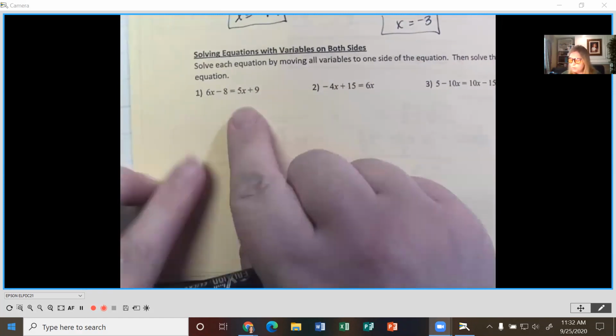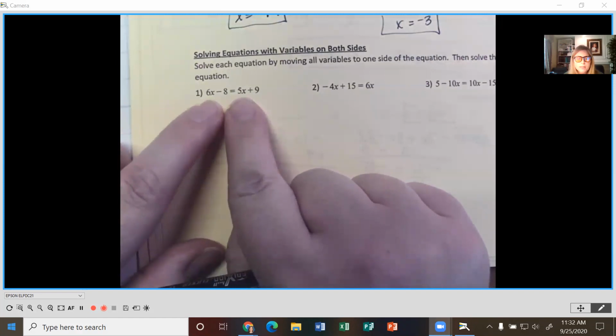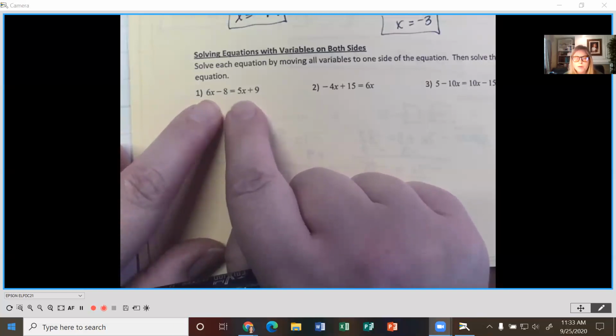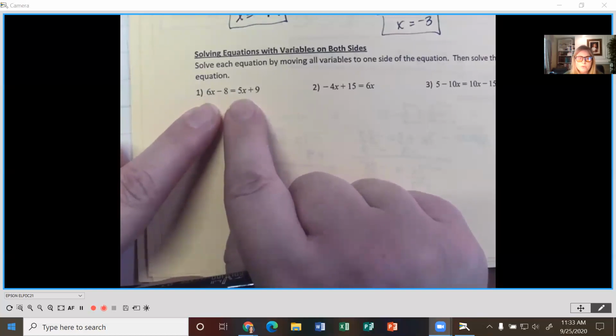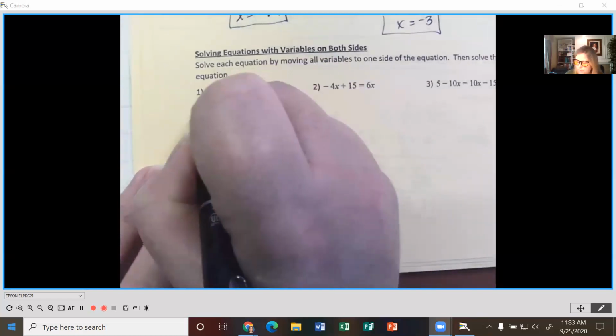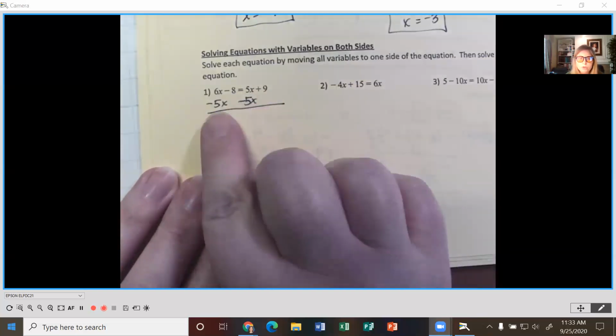So we want all of our variables together. Okay, I can do this one of 2 ways. I can either subtract 6x from both sides, or I can subtract 5x from both sides. If I subtract 6x from both sides, I'm going to end up with a negative 1x over here, which I don't want. It will still work though, but I prefer to have positive values for my x, so I'm going to subtract 5x from each side. The golden rule of algebra is whatever you do to one side, you have to do to the other.